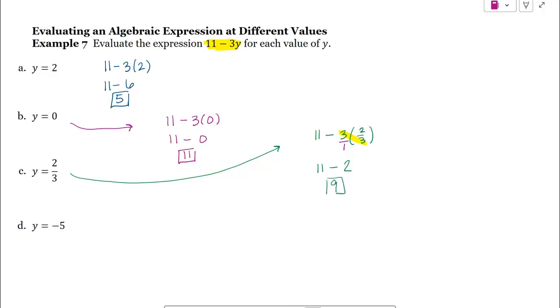And then for the last example D, 11 minus 3, we'll substitute a negative 5 in for y this time. I've got a negative 3 multiplied by a negative 5 here. So that's going to change into plus 15. So this will be 26 overall.